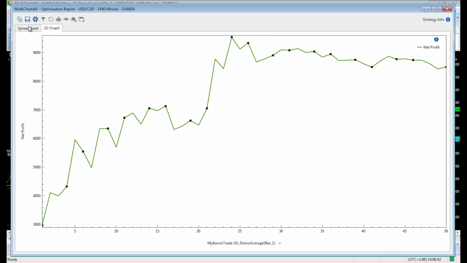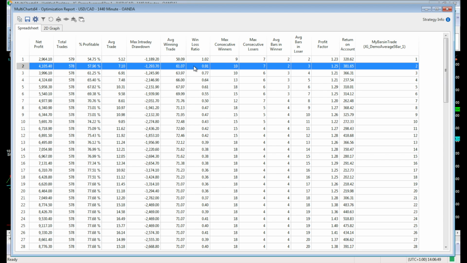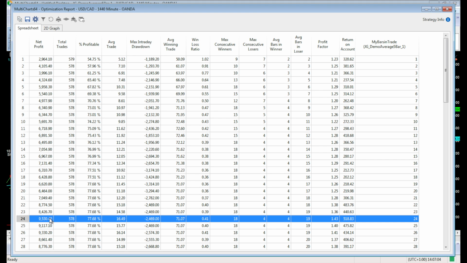So looking back at the spreadsheet, we can see the bars in trade down here on the right hand side, and we've got net profit here, average trade value is here, percent profitable. Again, percent profitable goes up as well as the net profit, right up to the maximum value, which looks about 24 days. So in terms of net profit, percent profitability, average trade value, the longer we stay in the trade, the better.